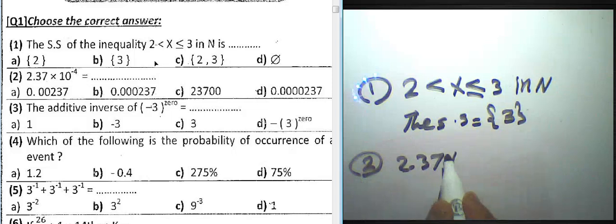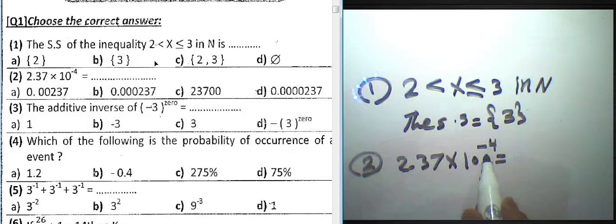2.37 multiplication 10 power negative 4 equal space. We have a negative sign here, so the result will be what? We must write the sign on the right hand side. 0, how many 0? 1 2 1 2 1 2 3 4.